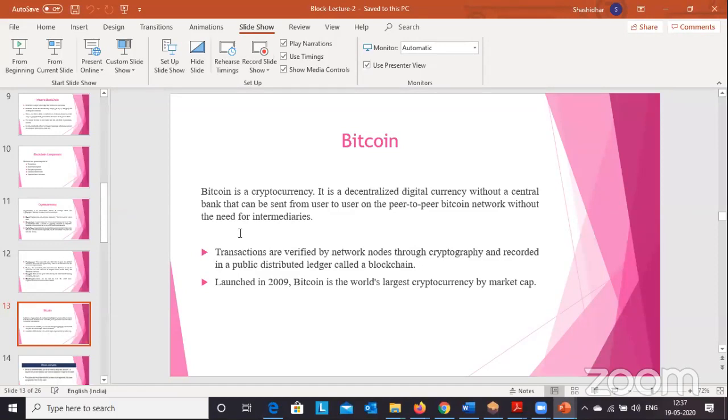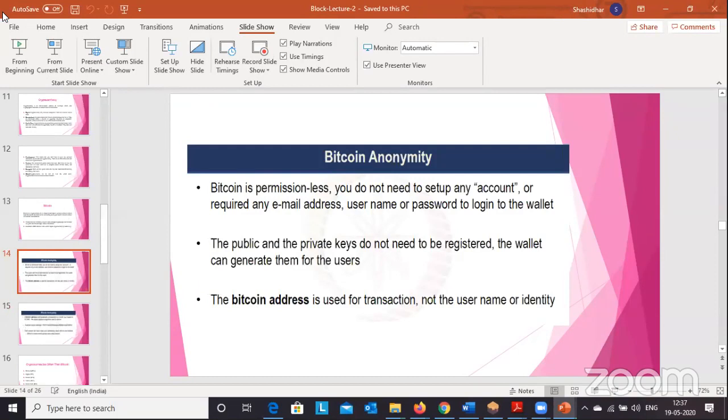The technology behind Bitcoin is blockchain. There is no Bitcoin without blockchain, and that is the technology we need to understand. Here, the transactions are verified by the network nodes through cryptography and recorded in a public distributed ledger called the blockchain in the Bitcoin network. Now, Bitcoin is the world's largest cryptocurrency by market. Second is Ethereum, or we can say Ether. I'll go to the presentation mode again.